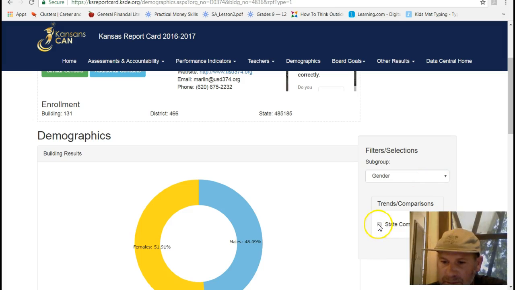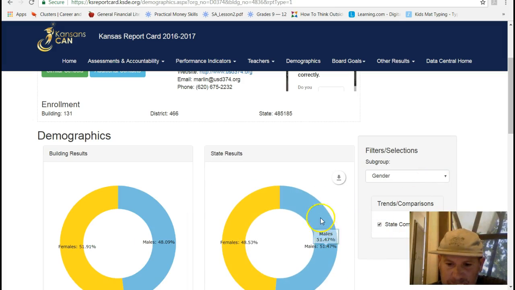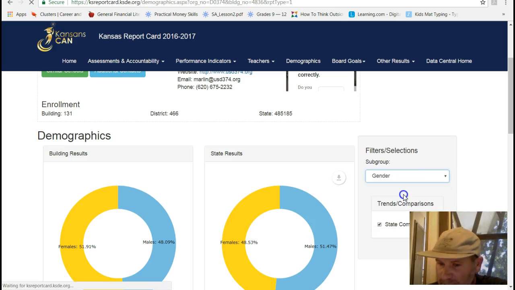First, we'll do that and compare it with the state. I think it's pretty normal, pretty evenly mixed. 51.91% are females, 48.09 are males. Compared to the state, you see almost the same, but it seems like the state overall has a few more males than females as far as the percentage goes.